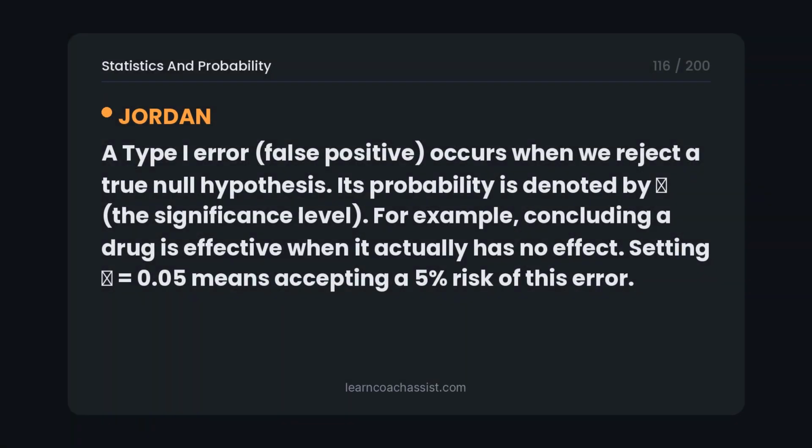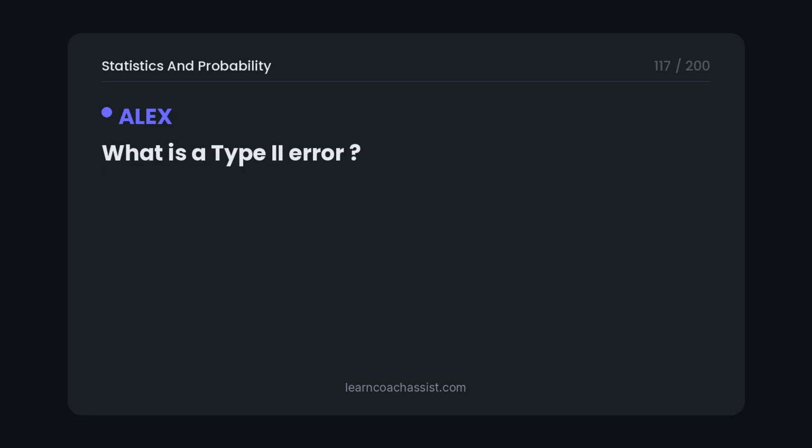A type 1 error, false positive, occurs when we reject a true null hypothesis. Its probability is denoted by alpha, the significance level. For example, concluding a drug is effective when it actually has no effect. Setting alpha equals 0.05 means accepting a 5% risk of this error. What is a type 2 error?